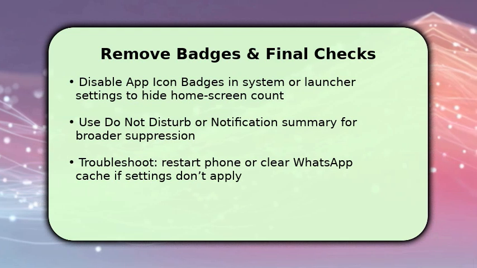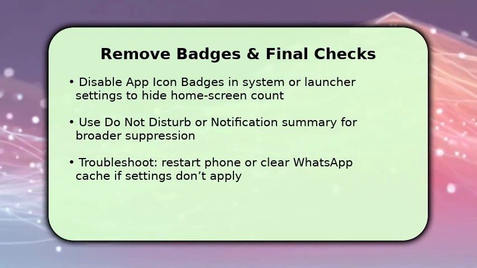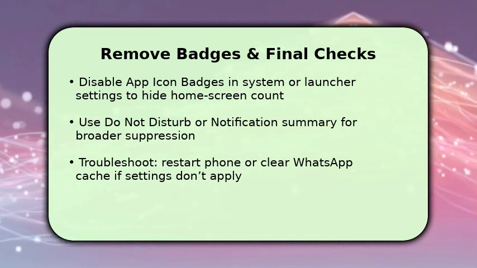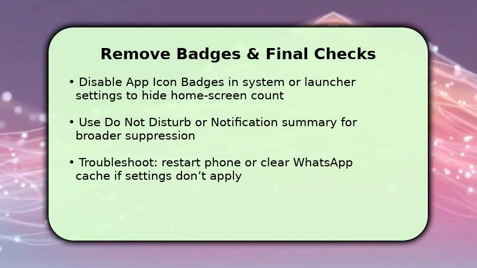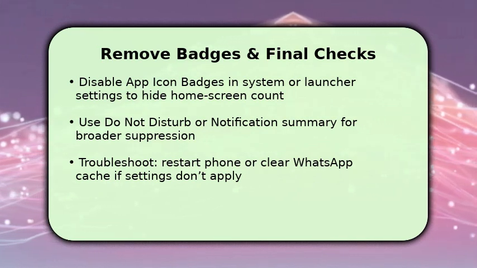If you want stronger suppression, use Do Not Disturb or Notification Summary features. Make sure to restart the phone if changes don't take effect immediately. If problems persist, clear WhatsApp cache or reapply the settings. That usually resolves lingering display issues.